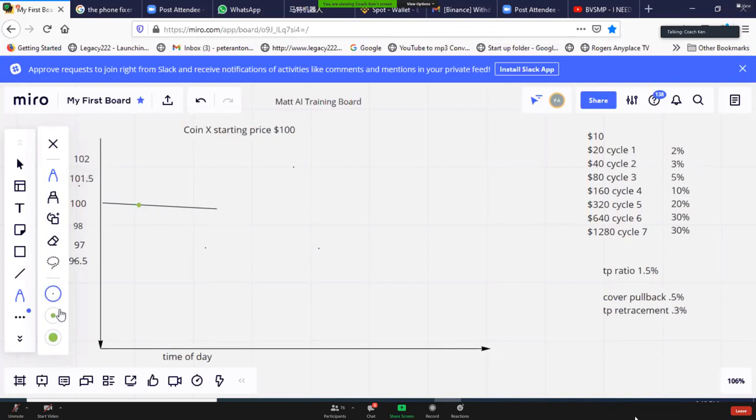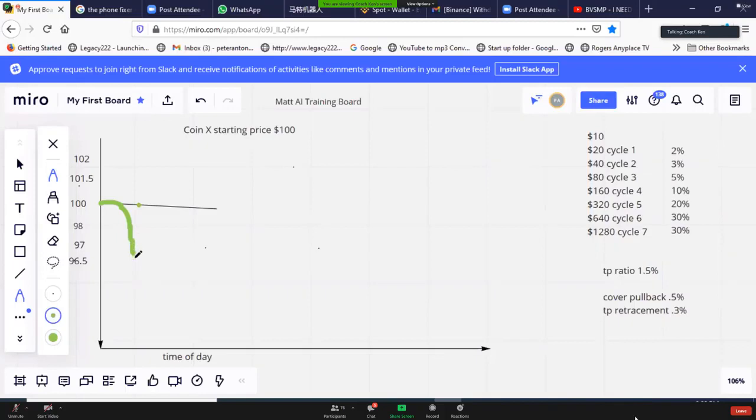Okay, so now let's go back to another scenario here. You bought it at 100 and then it went down. It triggers an alert at 98 because that's 2% down. You see the cycle 1? That's 2% down, but it's not buying it yet. Let's say it keeps going down. It still hasn't bought it yet.